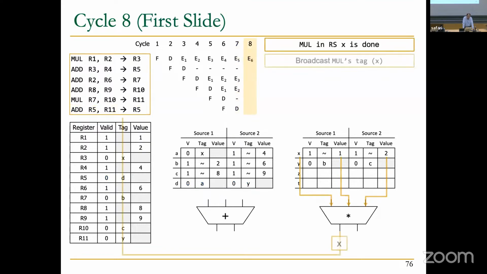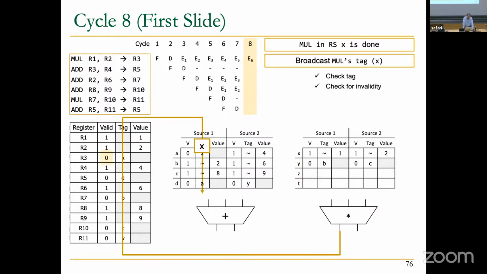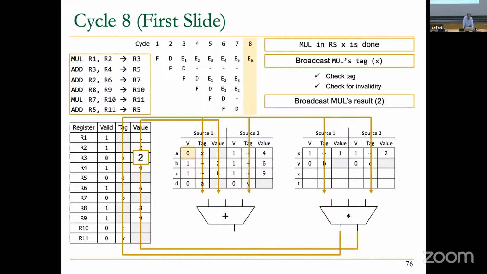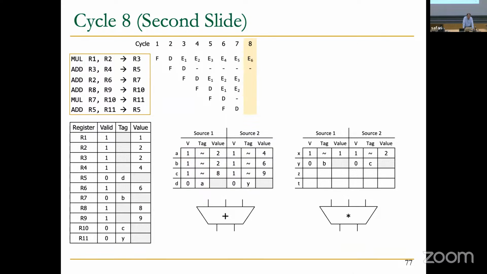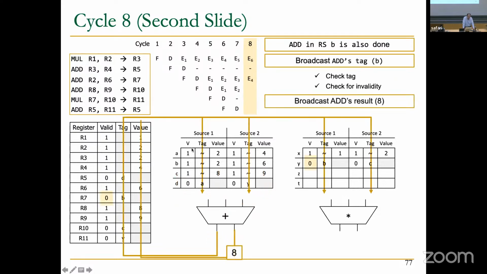Okay, so at some point multiplication is done. It needs to broadcast the value to the register alias table and all reservation stations. You can see that this broadcasting is happening, and everyone that has the tag X needs to update the value. Too many animations. Okay, so now we don't have X anymore. Every X is now updated with the value 2. And we keep going like that.